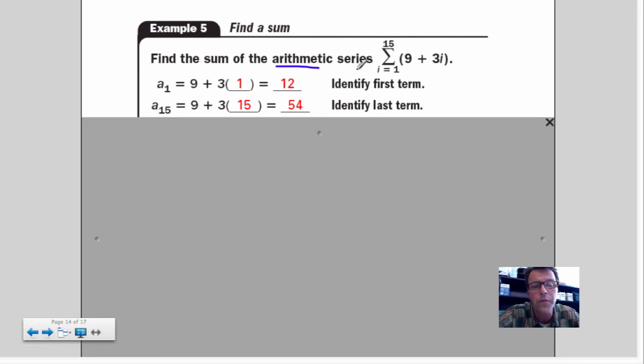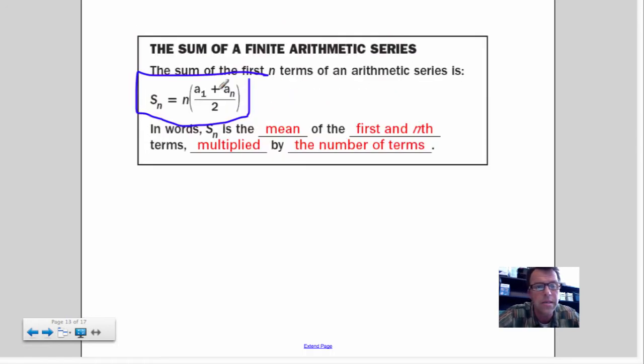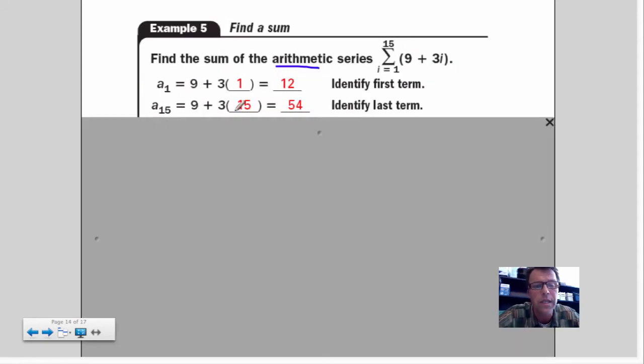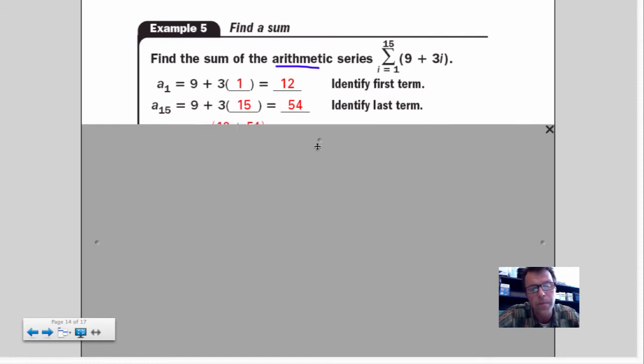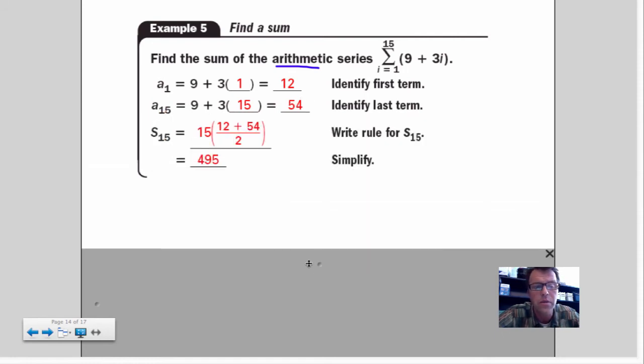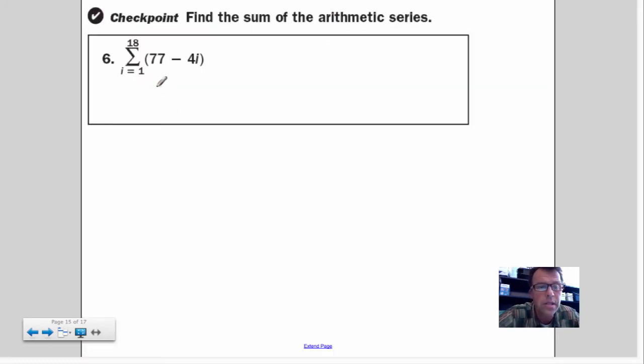I have to figure out the first term and the 15th term, right? Our formula needs that first term and the nth term, which in this case would be the 15th term, which ends up being 54. And then the formula is pretty easy to use. N is 15, first term, last term, take the average, and you're done. Nice formula. If you want to try this last problem, go ahead.